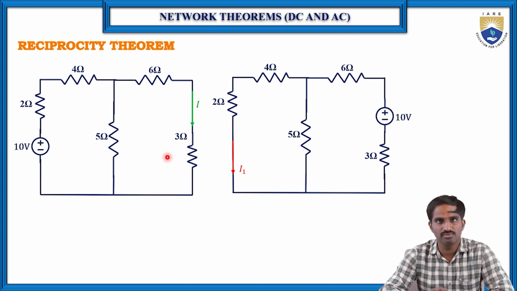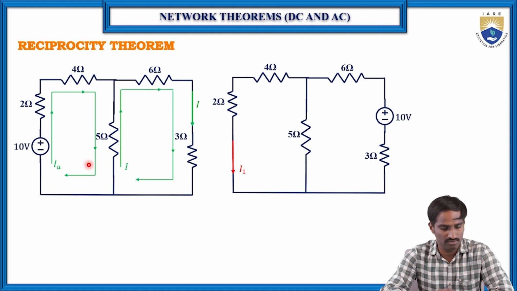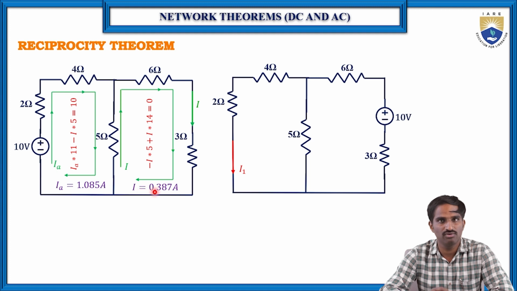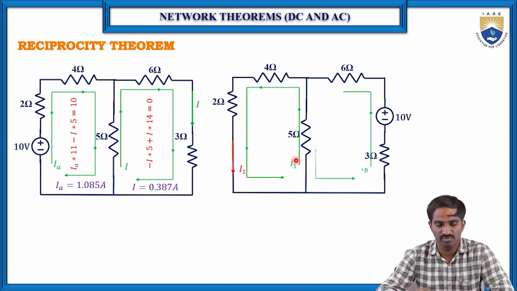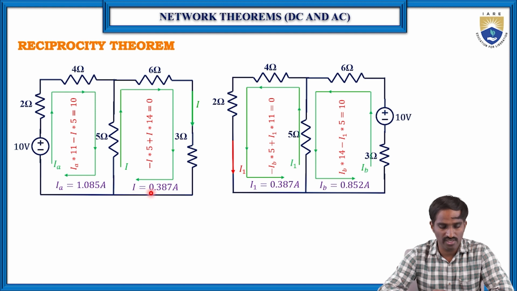Again, here we are applying simple loop analysis. These are the loops; write the loop equations for these two circuits, then solve these two loop equations, and you will get the current IA is equal to 1.08 and I is equal to 0.38. Similarly, apply the loop analysis for these two loops, write the loop equations, and solve these two equations, and you will get the I1 and IB values. As you can see, the value of I is equal to 0.387 amperes, and the value of I1 is also equal to 0.387.